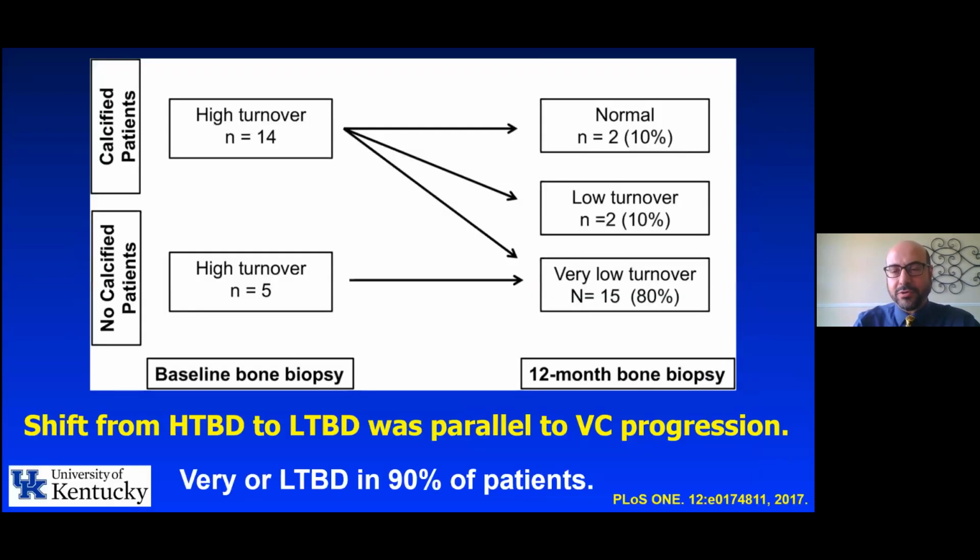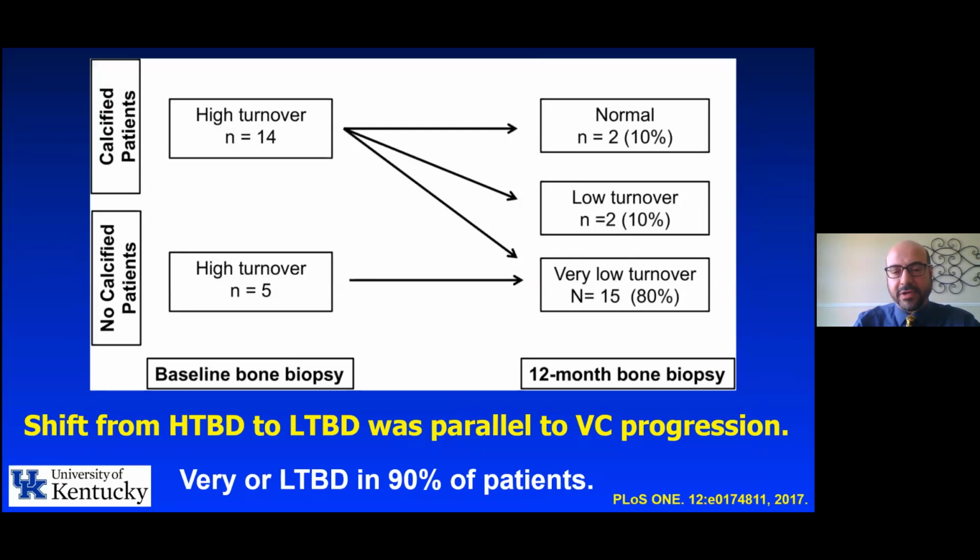So we do parathyroidectomy for the extreme of bone turnover, very high turnover bone disease, right? But at the same time, we can expect it to change the spectrum of bone disease from very high to very low bone turnover.